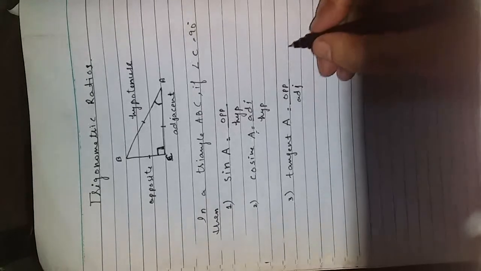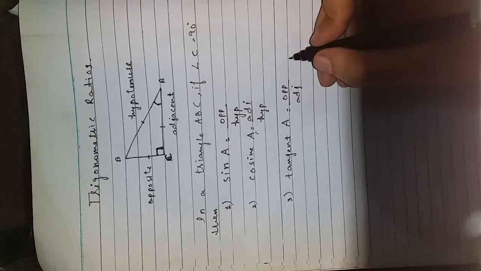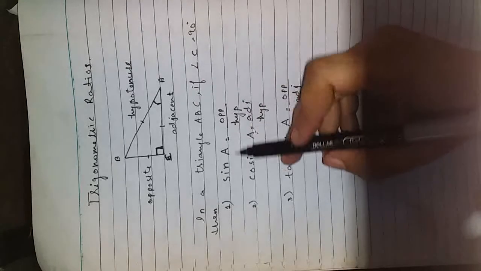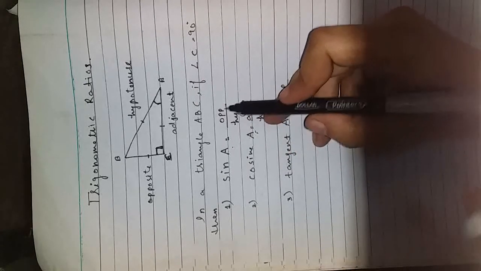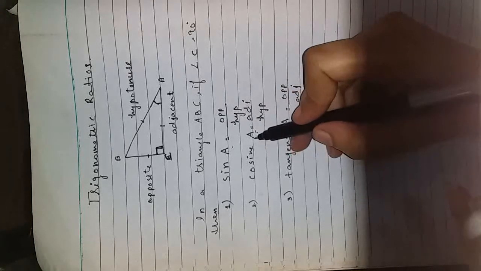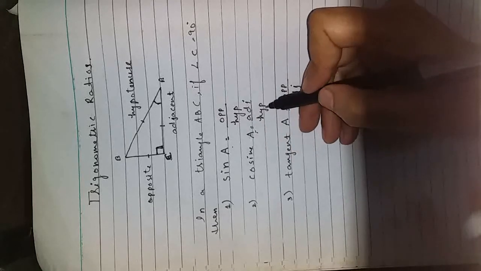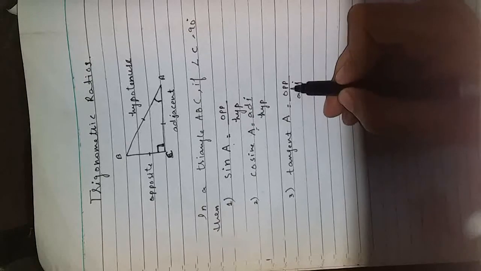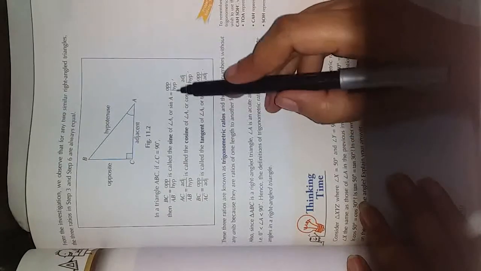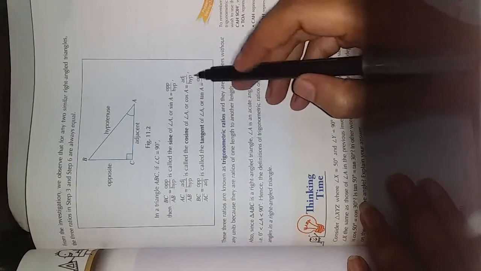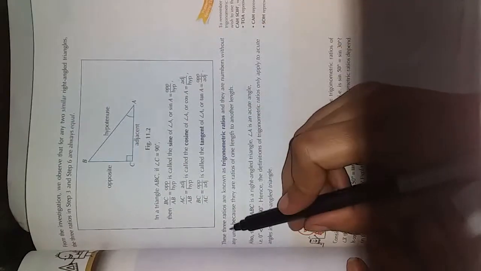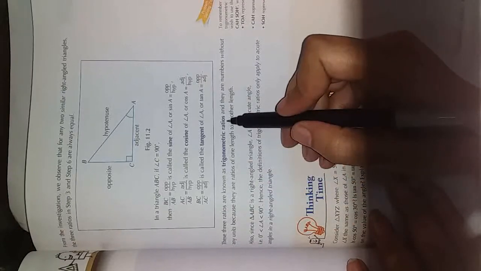Got it? Always remember, there are three trigonometric ratios. The first is sine A, which is opposite divided by hypotenuse. Cosine A is equal to adjacent divided by hypotenuse, and tangent A is equal to opposite divided by adjacent. Just like this. Sine A equals this one, cos A equals this one, and tan A equals this one. These three ratios are called trigonometric ratios.